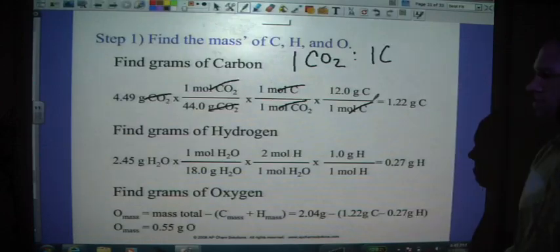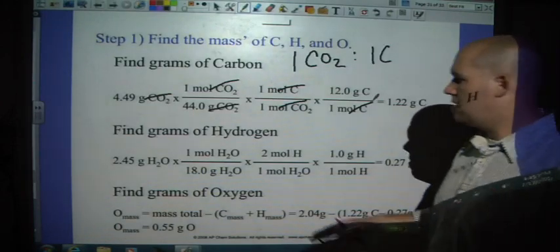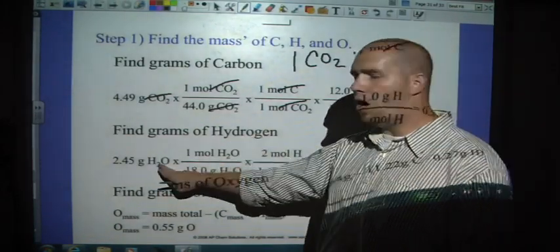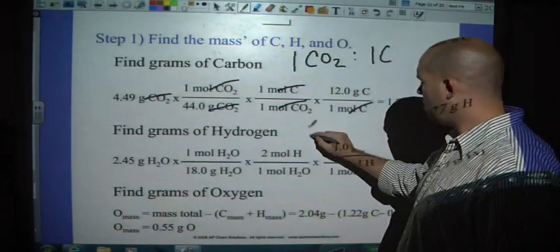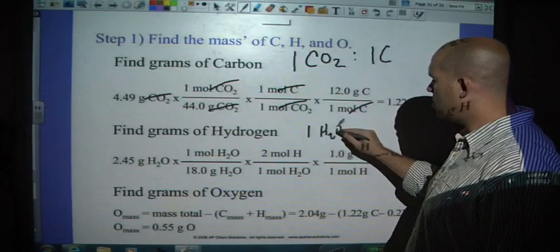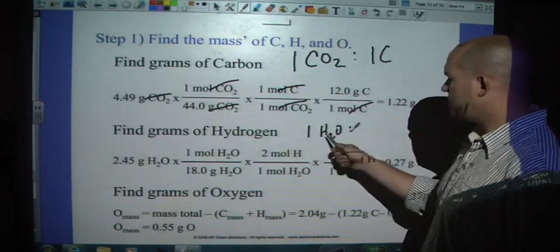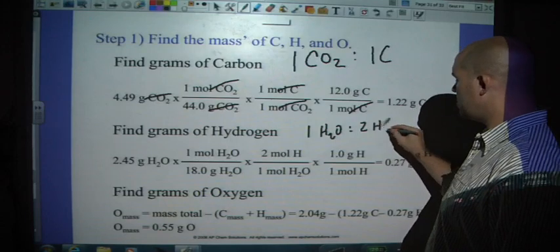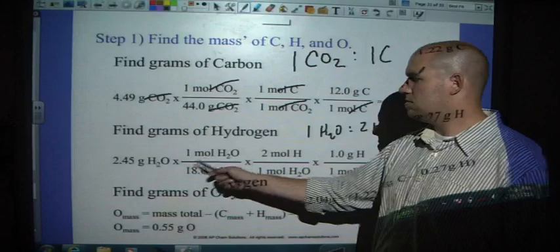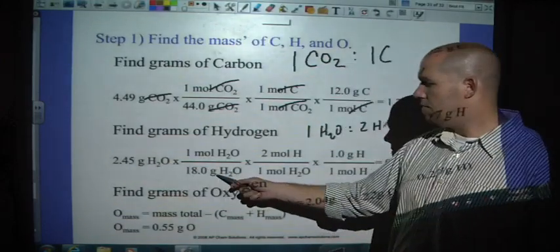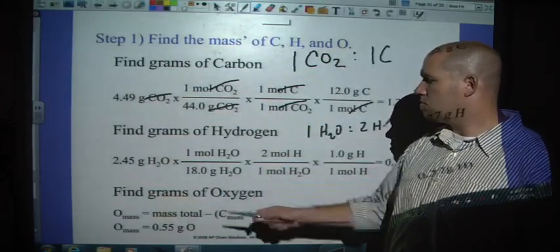Find the grams of hydrogen. Similar process. Well, we're dealing with water from a water absorber. Well, let's take a look. For every one water molecule we want to have a hydrogen, there are 2 hydrogens. So that's why we need to get from grams of water to moles of water. So we got 2.45 grams for every 18 grams of water, there's 1 mole.